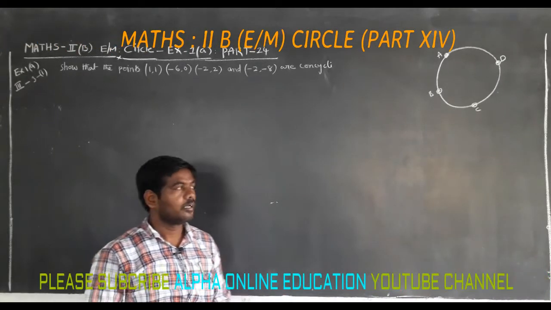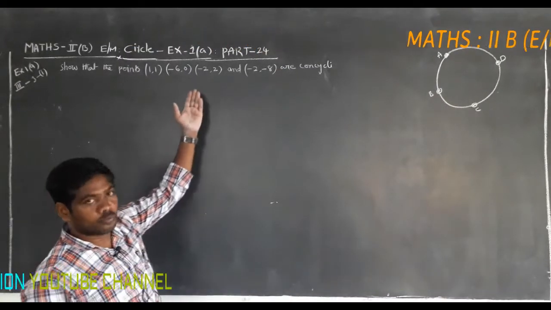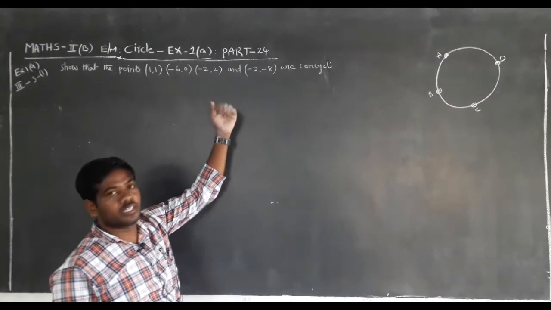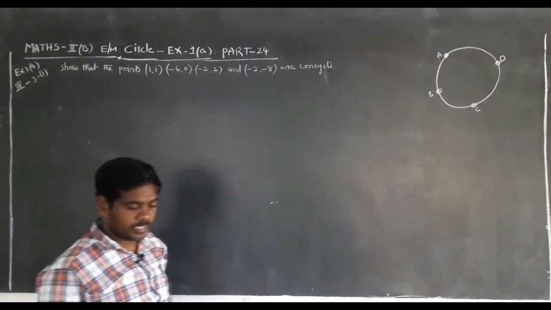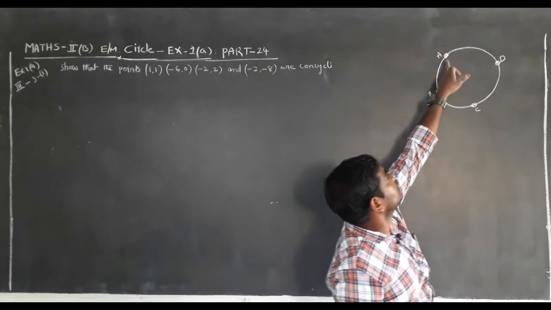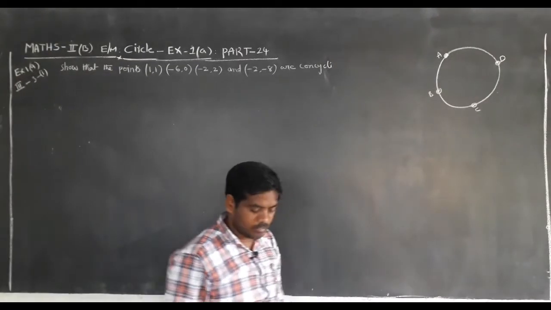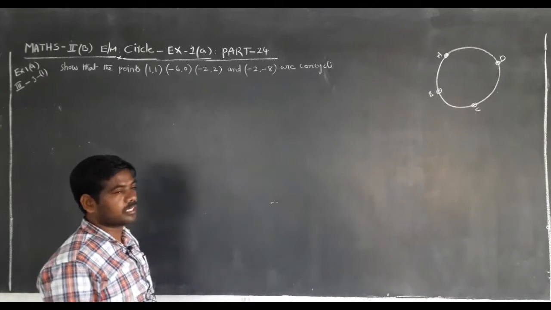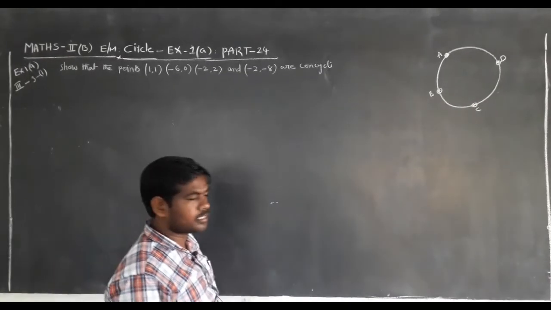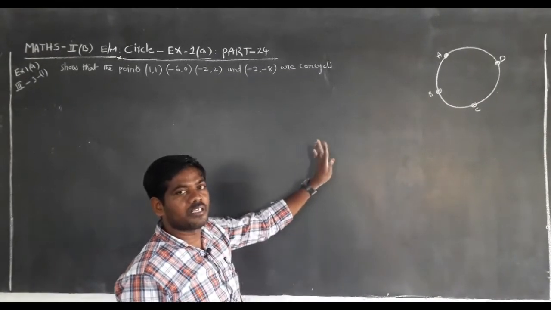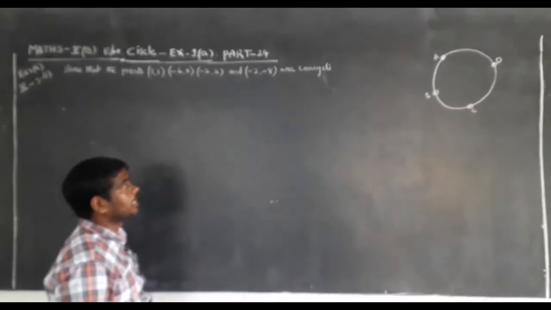We learn solving another model: concyclic. Concyclic means 4 points lie on the same circle.